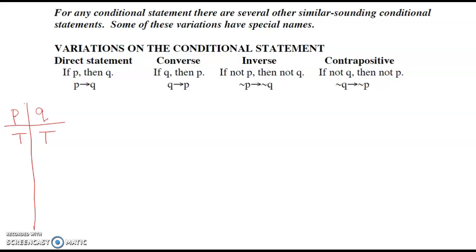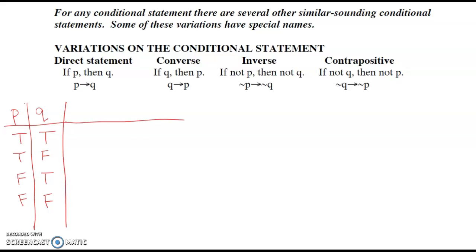There could also be the case where P is true, but Q is false. Third case is when P could be false, but Q is true. And last case is when both of these statements are false. Okay. All right, so that runs out all of our possibilities.